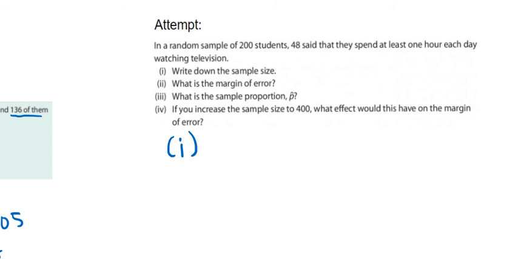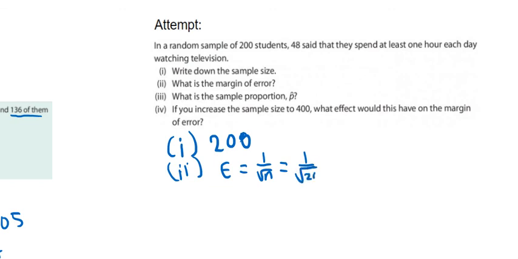Right, so the first part again, sample size. Sample size is just the number of people in the sample, so it's 200 because there are 200 students here. Second part, what is the margin of error? Again, we use the formula, 1 over the square root of n. In this case, it's 1 over the square root of 200. If you put that into a calculator, you should get approximately 0.07, and I'm rounding that off.